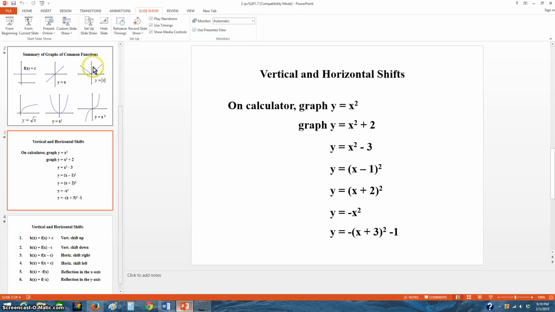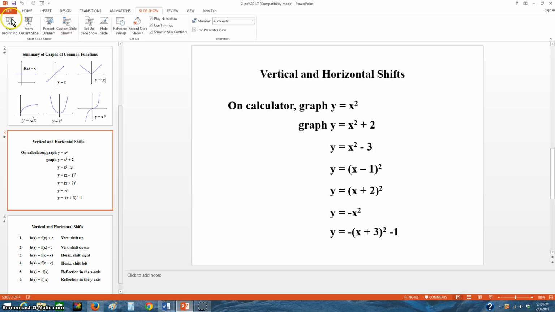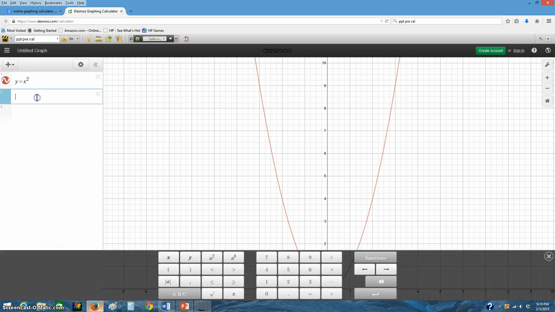All right, let's go back to our problem. Now we're going to graph y equals x squared plus 2. What I want you to do is go to your calculator. You're still going to keep y equals x squared, and then underneath that, I want you to plot y equals x squared plus 2. So that's exactly what we're going to do in this case. Underneath that, I'm going to have y equals x squared plus 2.